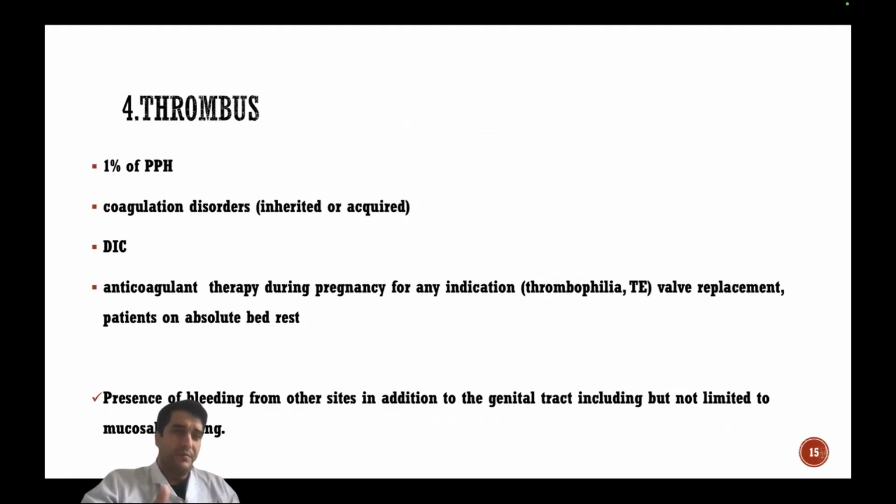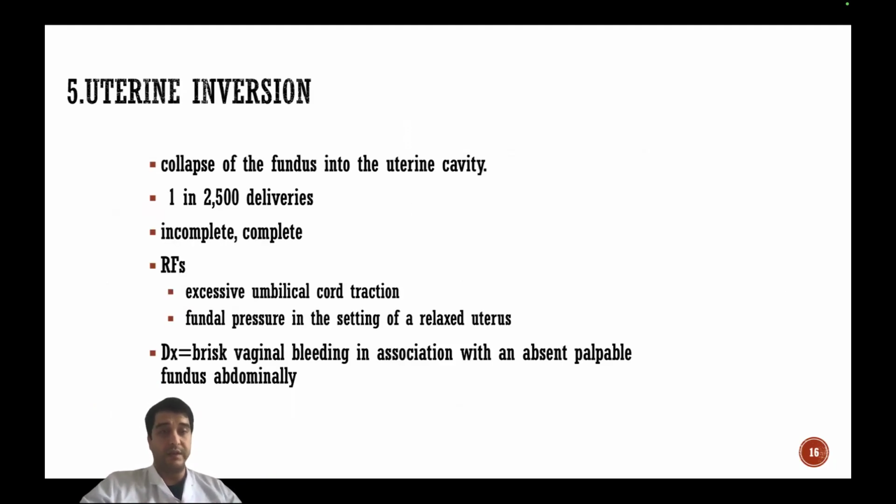So thrombosis is 1% of postpartum hemorrhage. Coagulation disorders include DIC, disseminated intravascular coagulation, anticoagulant therapy during pregnancy, any such conditions, and the presence of bleeding from other sites in addition to the genital tract, including but not limited to mucosal bleeding.